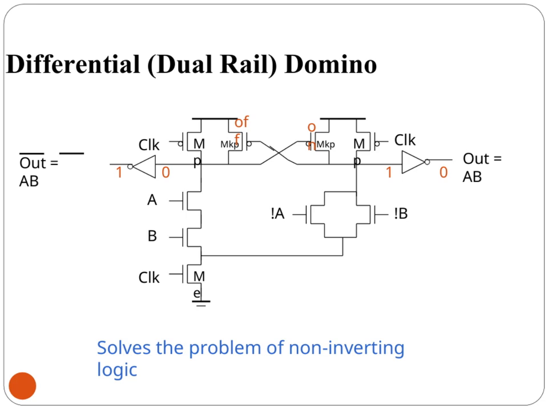Notice that the output, shown as out equals AB, signifies the function of inputs A and B, maintaining a non-inverted output. With the dual-rail approach, the circuit effectively prevents errors commonly encountered in standard domino logic by using complementary signals. This design improves robustness and reliability, which is critical in high-performance digital circuits. Overall, the differential domino logic combines speed and correctness by leveraging complementary inputs and careful clocking, solving the problem of non-inverting logic in dynamic circuits.